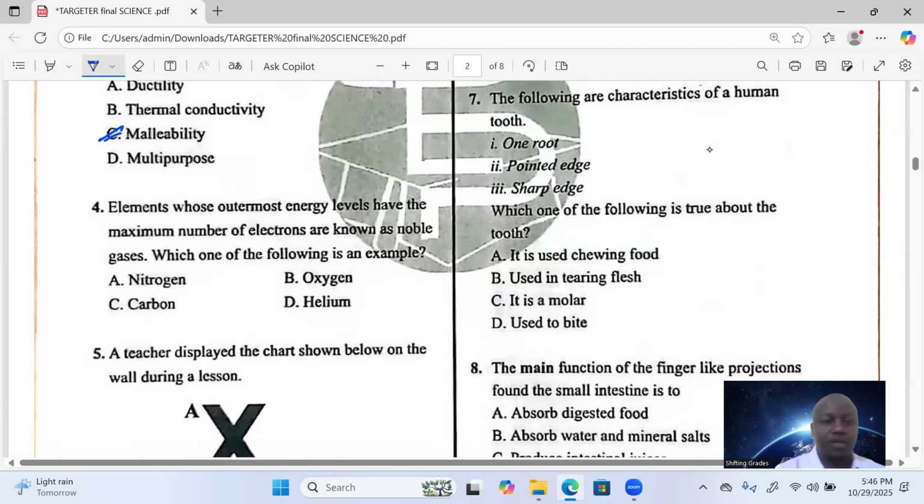Number 4, elements whose outermost energy levels have the maximum number of electrons are known as noble gases. Which of the following is an example of noble gases? Helium. The outermost energy levels are full. They are stable gases.